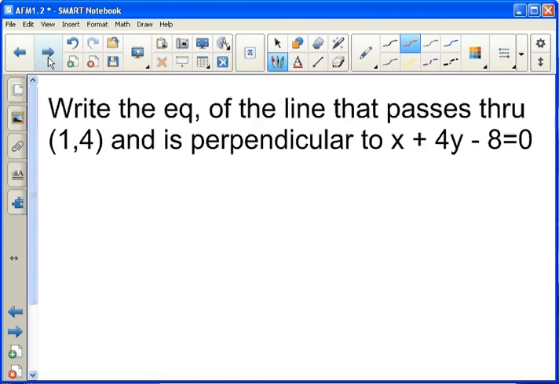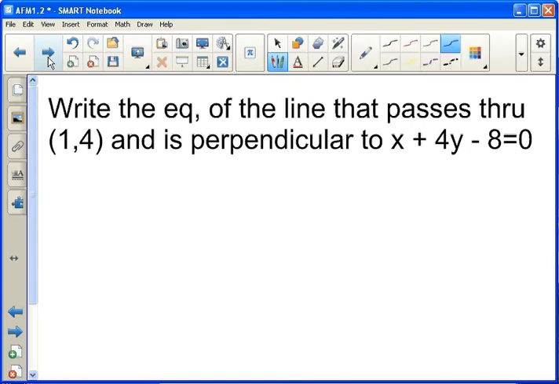Similar example, we have to write the equation of the line that passes through (1, 4) and is perpendicular to x plus 4y minus 8 equals 0. Okay, so this one, they gave us a perpendicular line, but it's not written in such a way that it's very easy for us to tell what the slope is. So we're going to rewrite the equation of this line to make it easier.